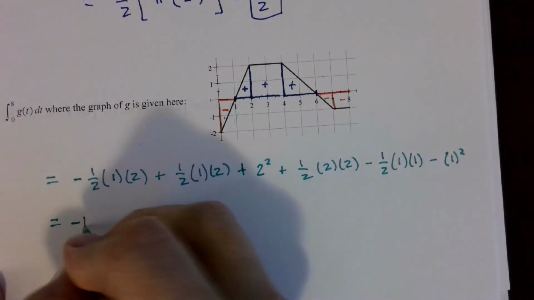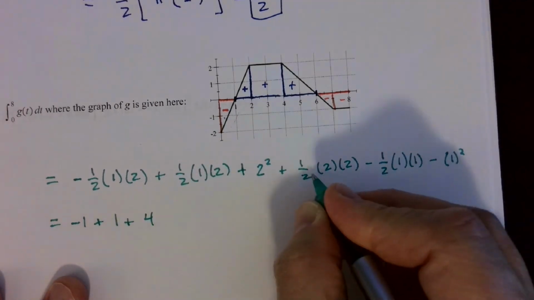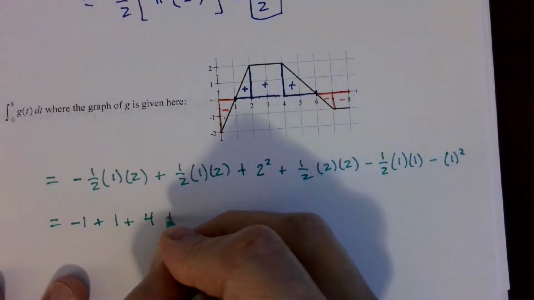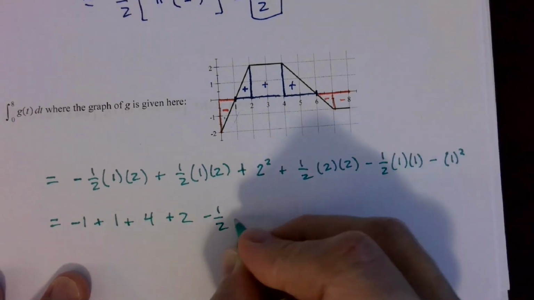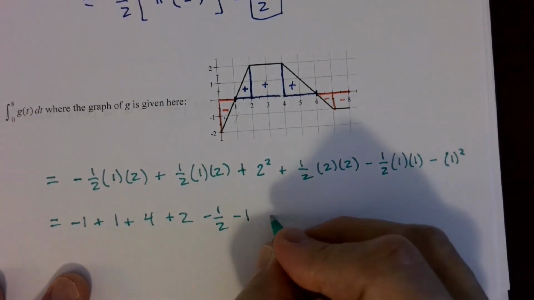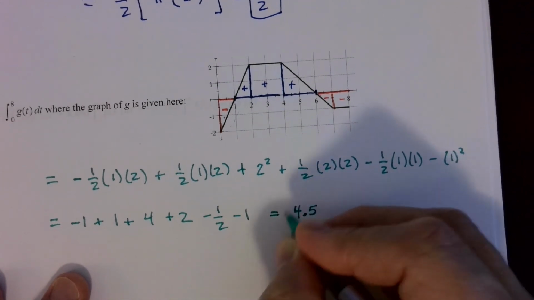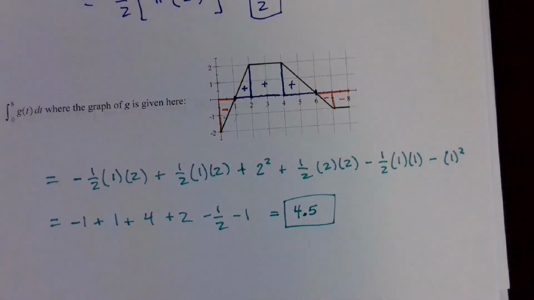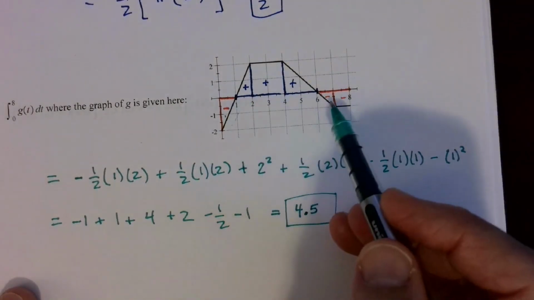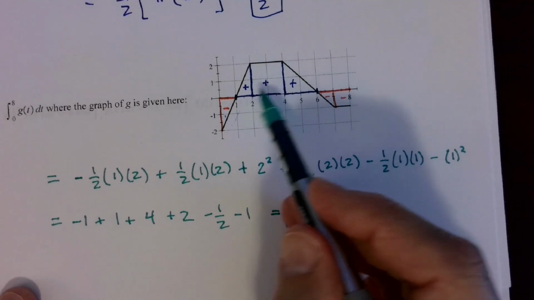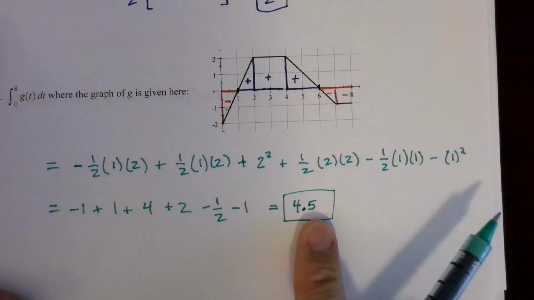This is negative 1, this one's plus 1, 2 squared is 4, 1/2 times 2 times 2 is 2, this is 1/2, and this is minus 1. If you add all that up, you'll get a quantity of 4.5. Okay. And it kind of makes sense that the integral is positive. The so-called negative areas are less than the positive areas. So when we take the positive and subtract these negative areas, we get the 4.5.